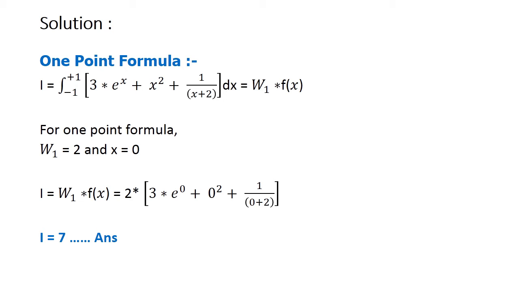E raised to 0 is 1, so it becomes 3 into 1, that is 3, plus 0 square, which is 0, 3 plus 0 is 3, plus 1 upon 2. After solving this equation, we will get the integral equal to 7.